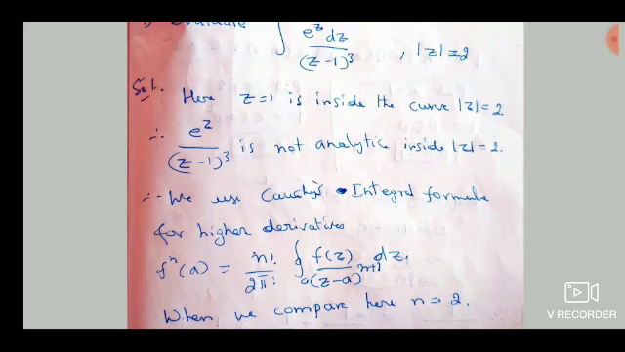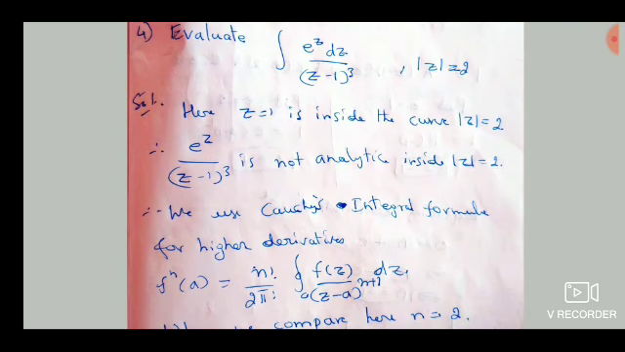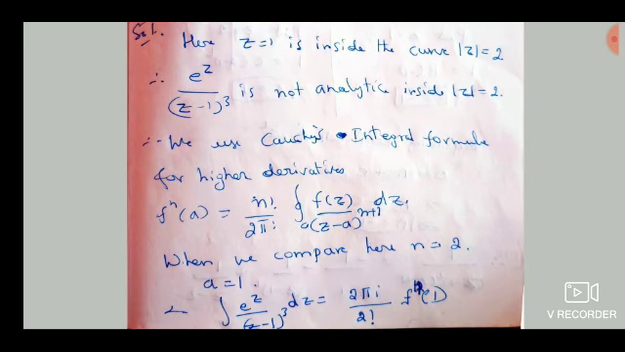Then what is a? A is 1. And what is f of z? F of z is e power z. Don't confuse this f of z with the Cauchy's theorem f of z. In Cauchy's theorem, the whole thing is f of z. But in Cauchy's integral formula, only e power z is f of z. So when we compare here, n is equal to 2, a is equal to 1. So integration e power z divided by z minus 1 whole cube dz is equal to, we use this formula.